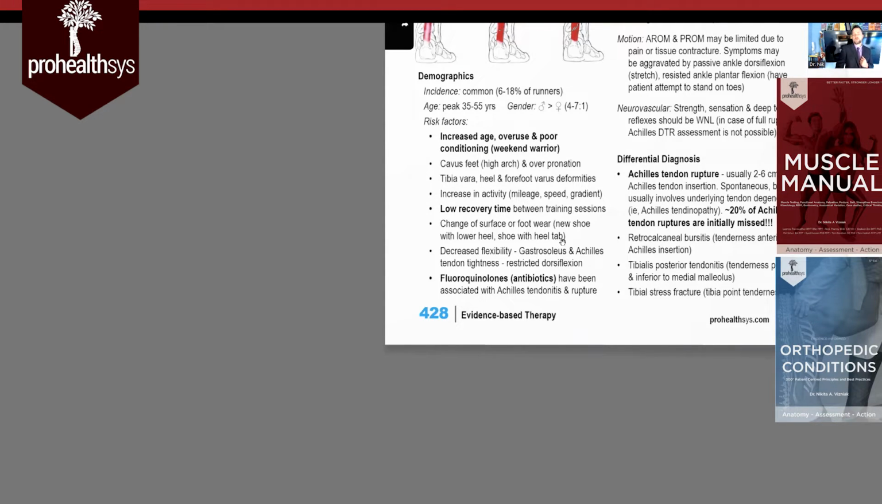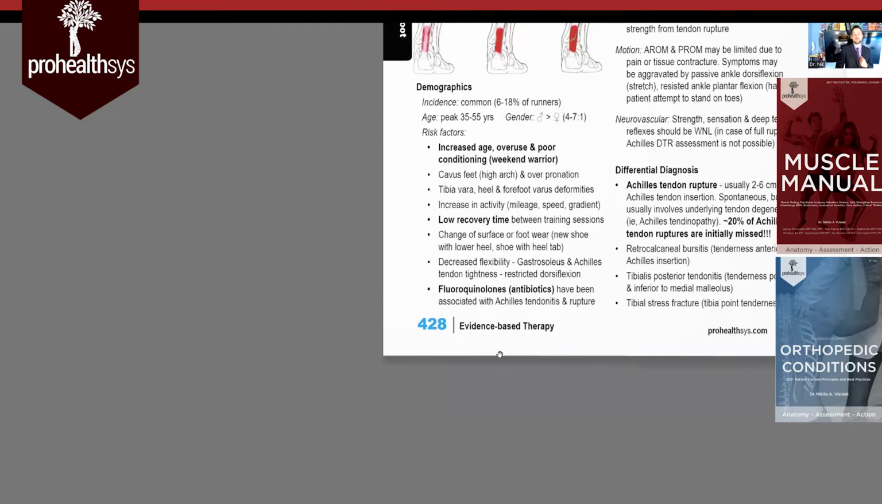Change in surface or footwear, so new shoes, running on a harder surface, decreased flexibility of the gastrocnemius and soleus means the tendon takes more force. And interestingly enough, fluoroquinolones, the antibiotics, are associated with tendon ruptures as well. So please be aware of that if you're doing a detailed history.